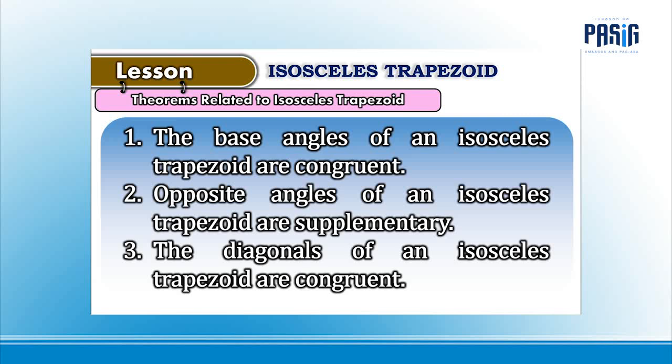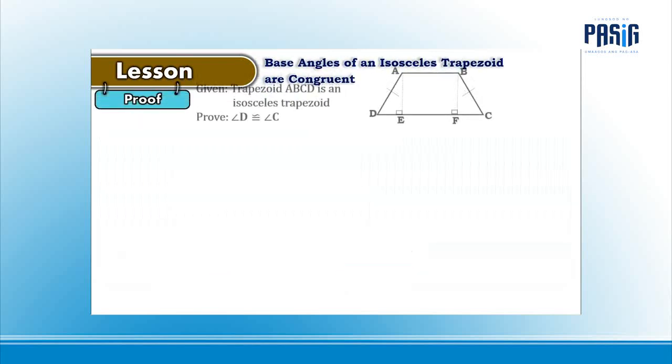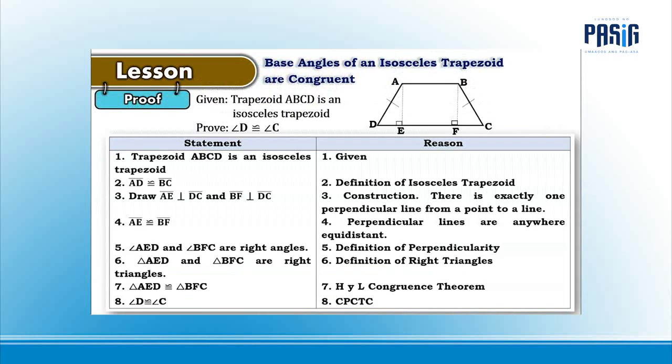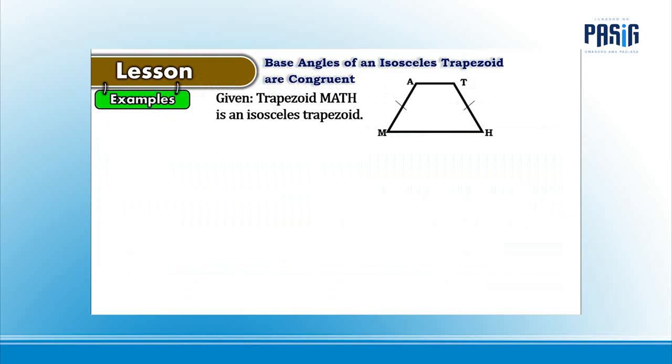This is the proof of the first theorem. This theorem used the definition of right triangles and one of the right triangle congruence theorems to prove that the base angles are congruent. Let's solve examples.